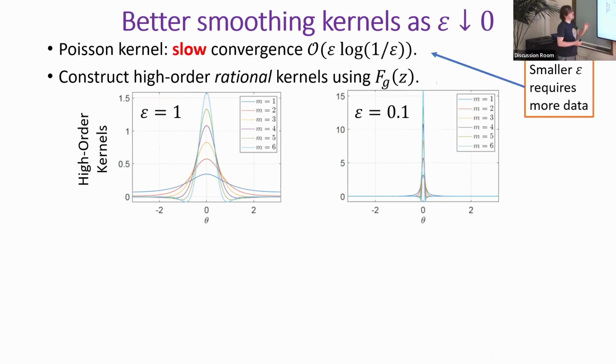What you can do is there are some very nice tricks to construct rational high-order kernels using these Carathéodory functions. There are some nice symmetries. So these are what the kernels look like, okay, for different epsilons. Notice that they're not necessarily positive. Okay, there's a misconception in harmonic analysis often that you need positive kernels for things.